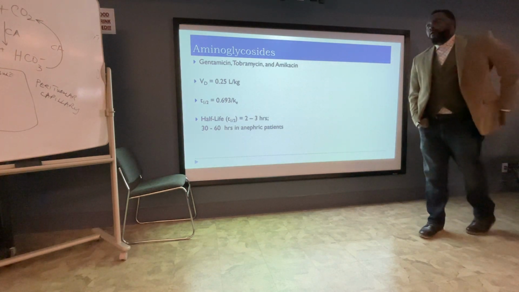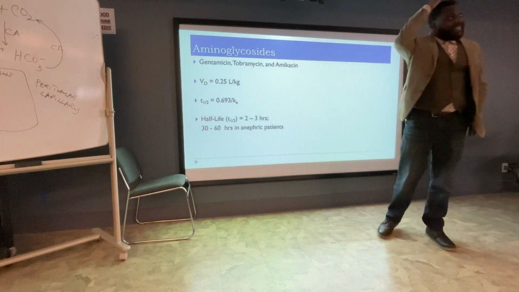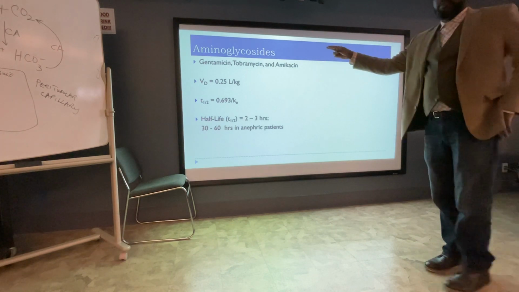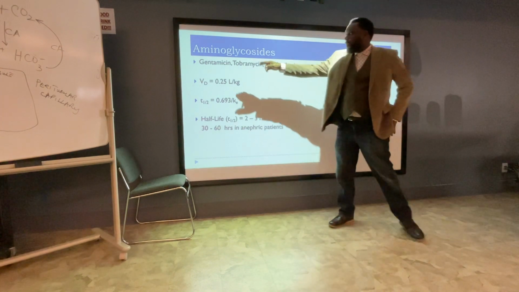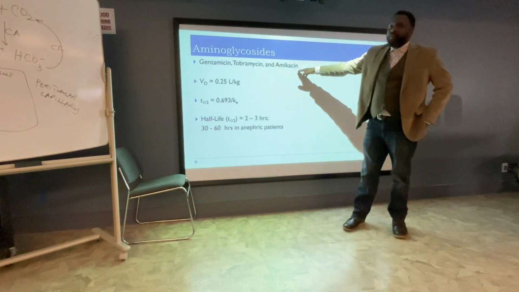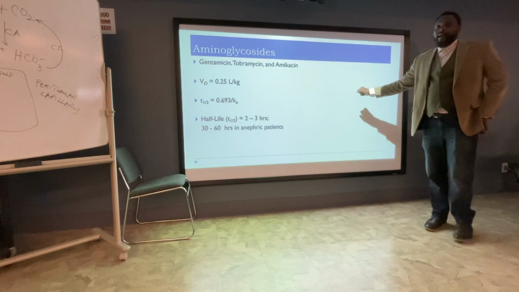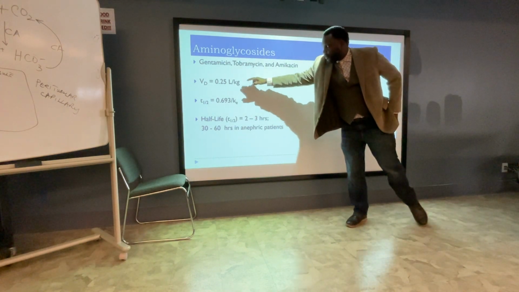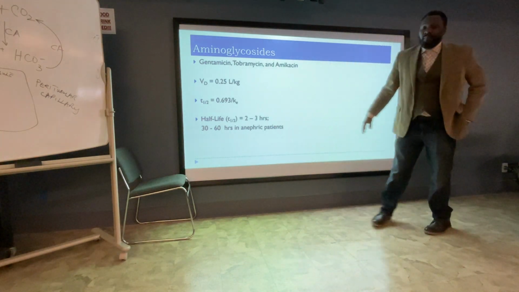So, no. What I'm saying is 10 milligrams of gentamicin and 10 milligrams of tobramycin are the same. But whereas you can use 10 milligrams of gentamicin, you'll have to use 70 milligrams of amikacin. Okay. So they don't have the same dosing, but the rest of their pharmacokinetic profile is the same.